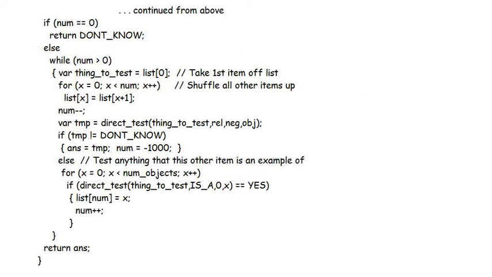If the number of items in that list is 0, then the item in question isn't an example of any other thing. There is no is-er link extending from this item, so the answer to the original question is don't know.